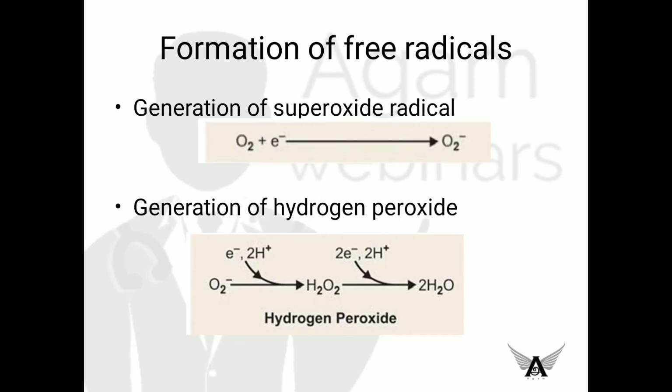Okay, moving on to the mechanism of formation. First let us see the generation of superoxide radical. Whenever molecular oxygen undergoes univalent reduction, it forms superoxide radical. Okay, next, generation of hydrogen peroxide: whenever superoxide radical accepts electrons, it forms hydrogen peroxide.